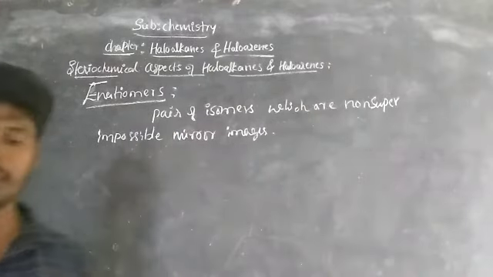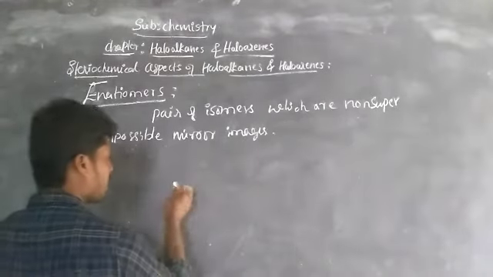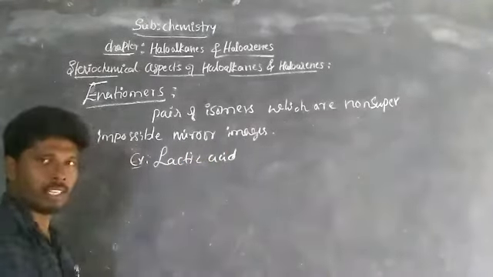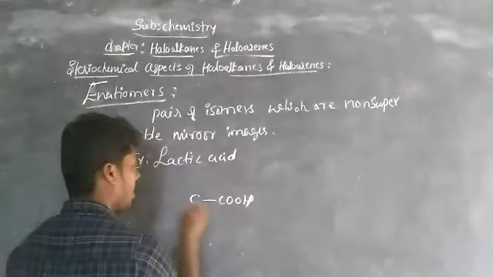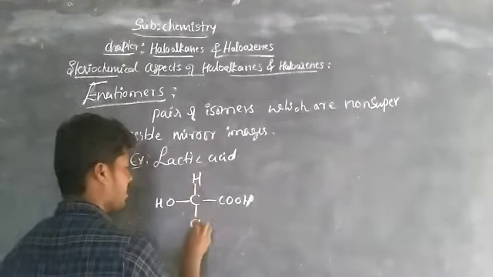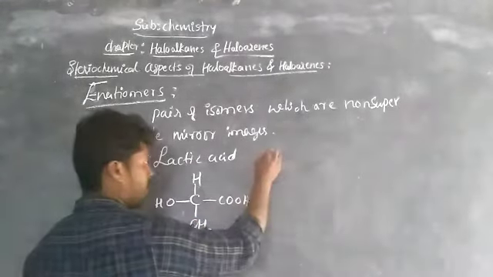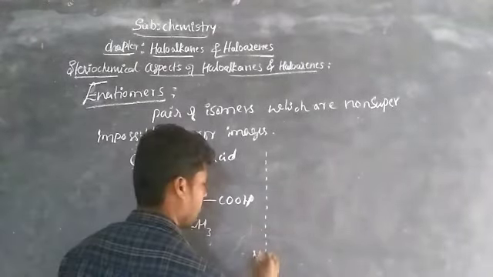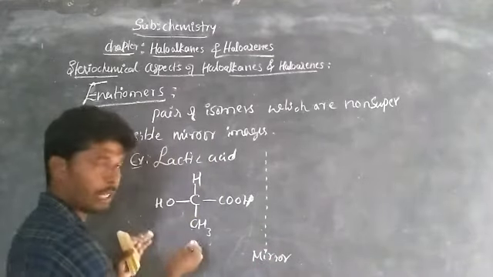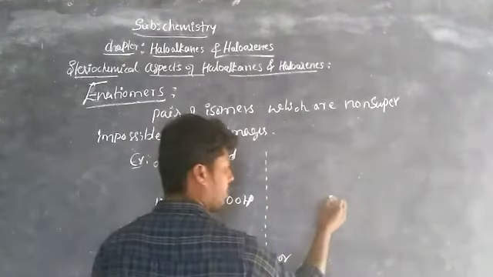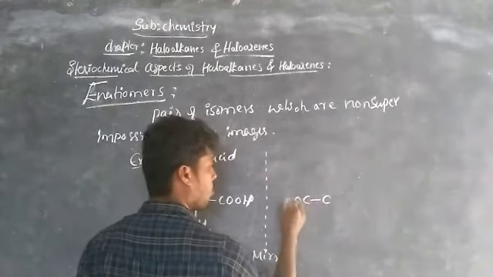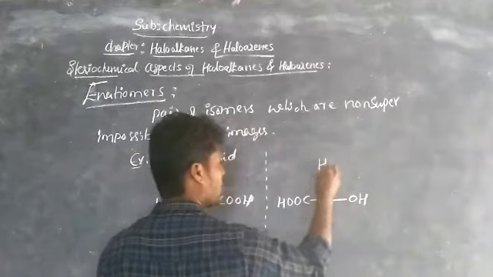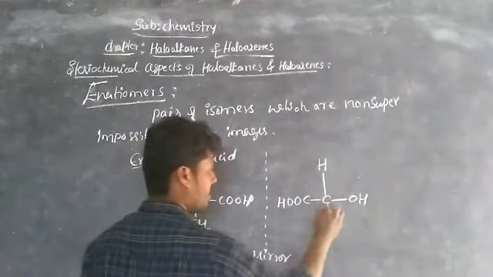Example, take lactic acid only. This is the simplest and easiest one. You know the structure of lactic acid. So write the structure: carbon, COOH and OH, then hydrogen and CH3. Okay, this is lactic acid. Now put a mirror here. When we write dotted lines, this is the mirror. So when we put the mirror, the COOH is reflected here, right? So write carbon, and the reflected COOH, the exact mirror image. Then OH, and hydrogen will be reflected here only. Then CH3.